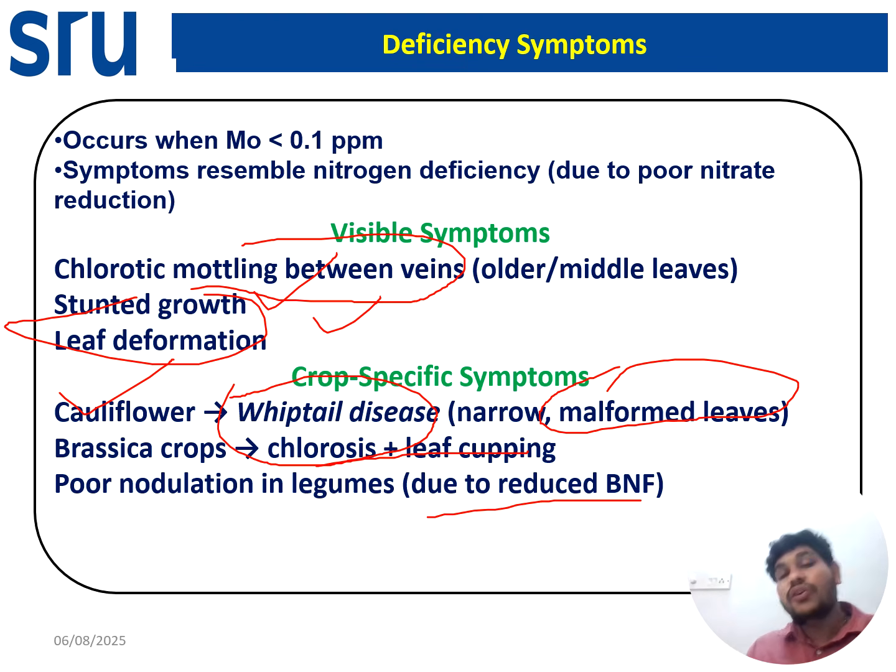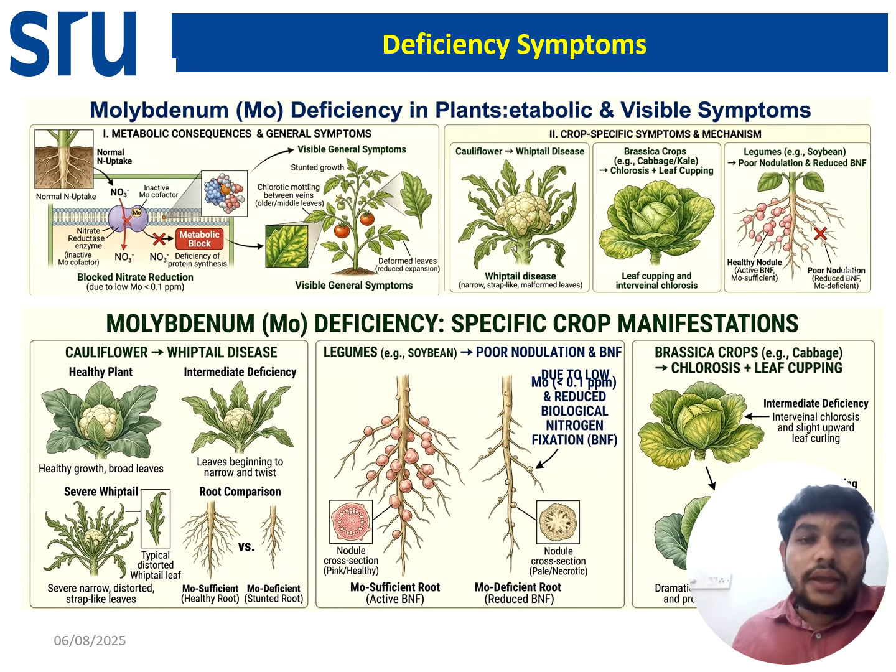If there is a deficiency of molybdenum in a plant, then we will see poor nodulation, less nitrogen fixation, less conversion of nitrate to NH4 in the cytoplasm, and then less formation of protein. These are the deficiencies we'll see. Then the quality of the grain will reduce. Here we'll see some deficiency symptoms of molybdenum.